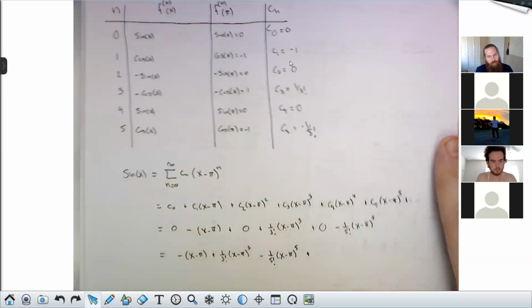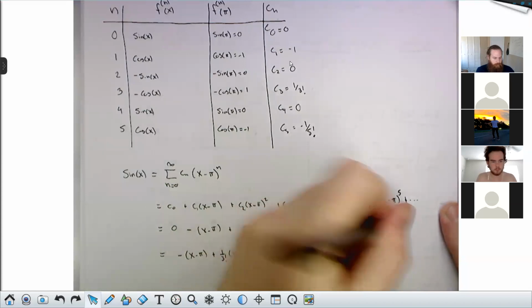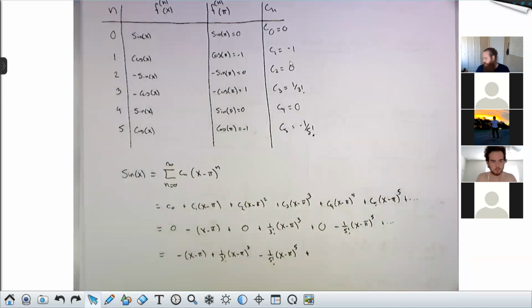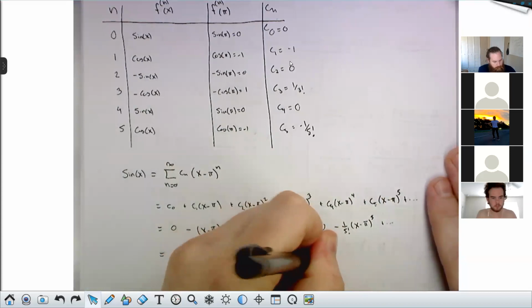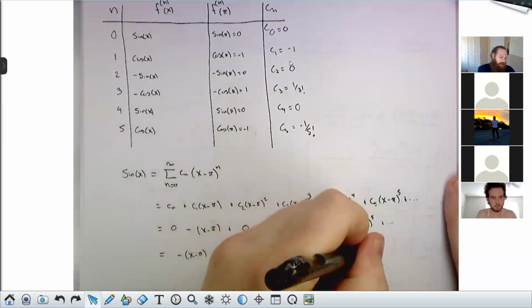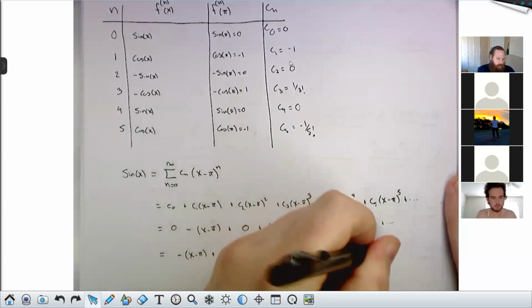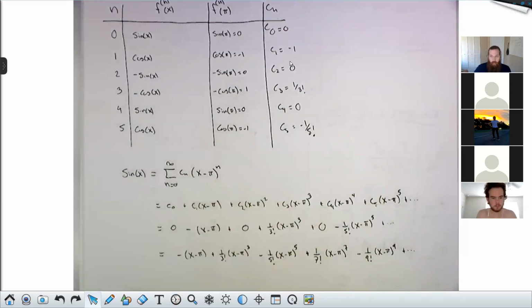What would my next term look like? What's the next non-zero term of this Taylor series? 1 over 7 factorial times (x minus pi) to the 7th. Excellent. And then the one after that would be minus 1 over 9 factorial times (x minus pi) to the 9, and so on. So again, it's an alternating series, just like the regular sine series. Again, all the even terms are 0, just like the regular sine series.